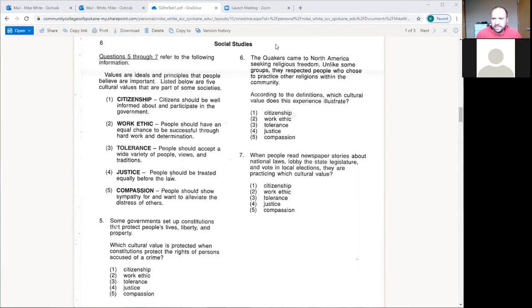Number 6 says that the Quakers came to North America seeking religious freedom. Unlike some groups, they respected people who chose to practice other religions within the community. According to the definitions, which cultural value does this experience? So are the Quakers respecting people's right to practice other religions? That demonstrates citizenship, work ethic, tolerance, justice, or compassion.